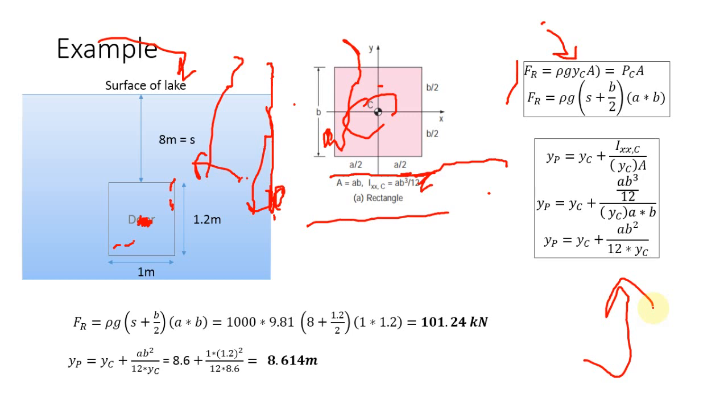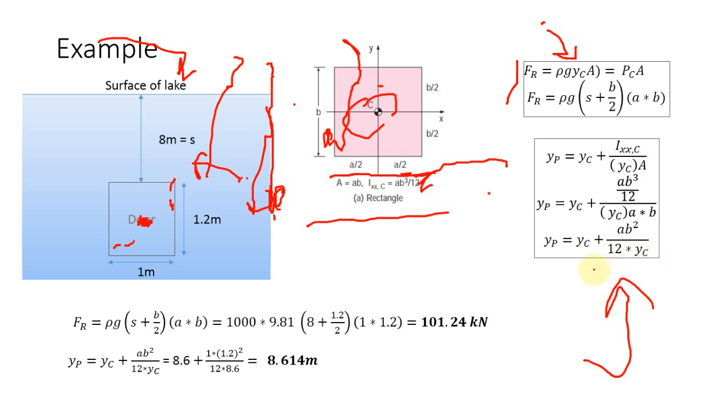Our center of pressure is yc plus the second moment of inertia about the centroid divided by yc times area. The second moment of inertia about the centroid is width times height cubed over 12, as we said: a b cubed over 12 divided by yc times width times height, which is the area. Simplifying this, a cancels out with a, one b cancels out with b, and 12 goes down, so we'll have yc plus b squared over 12 yc.